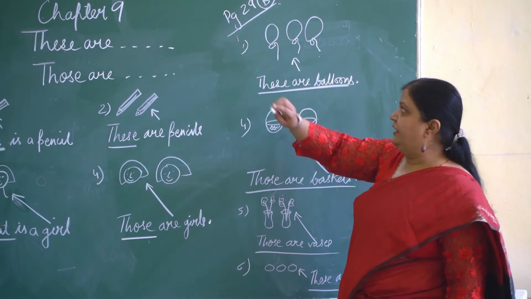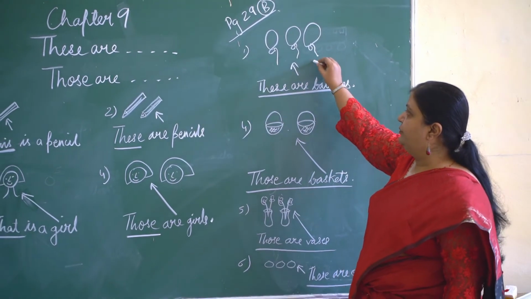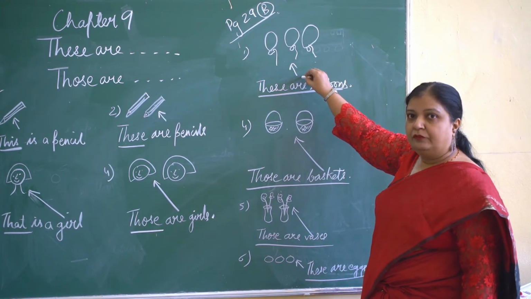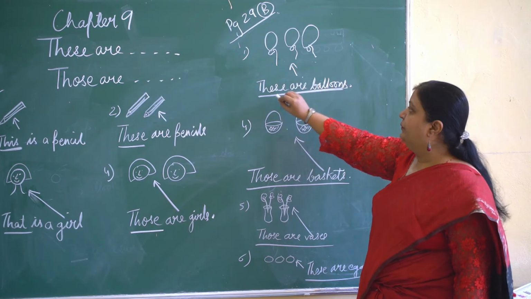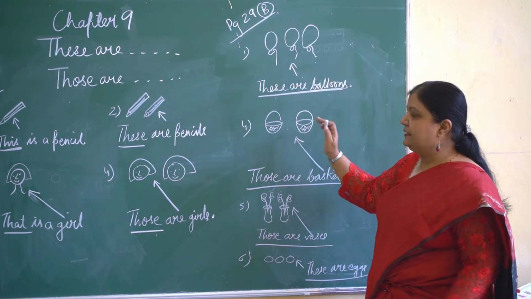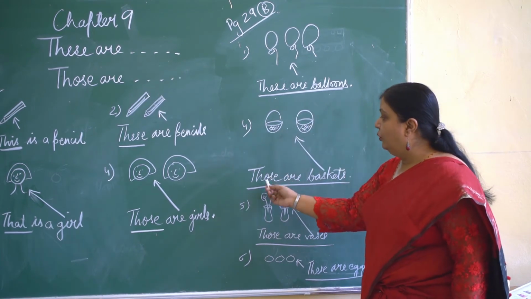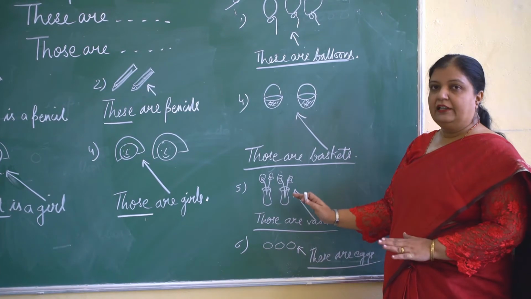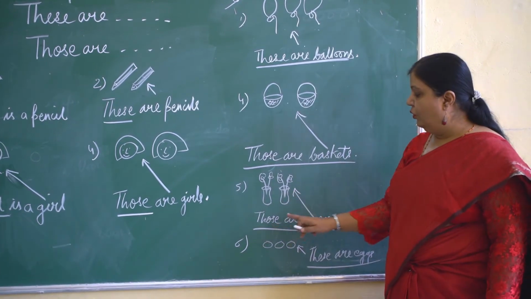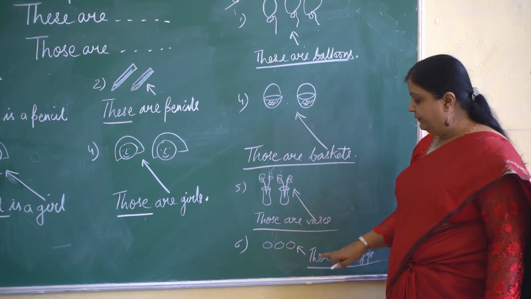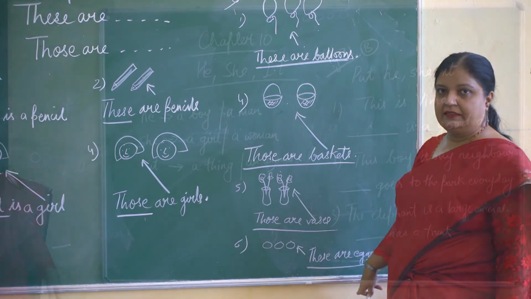Understood? Again I am repeating. First picture, three balloons, more than one, close up, they are near to you. These are balloons. Two baskets, they are far off. Those are baskets. Vases are there, they are also not near. Those are vases. Eggs, they are near. These are eggs.